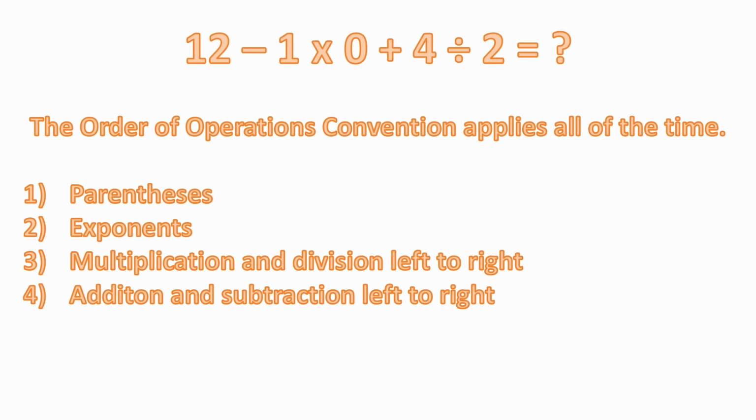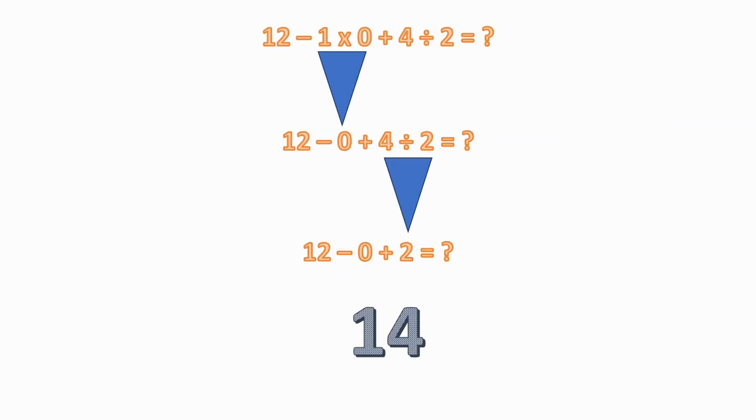But anyhow, the way that this works, you may have heard of this before: you start looking for parentheses, then exponents, then multiplication and division left to right, and then addition and subtraction left to right. Following along with that, we don't have any parentheses and we don't have any exponents here, but we do have multiplication and we do have division.